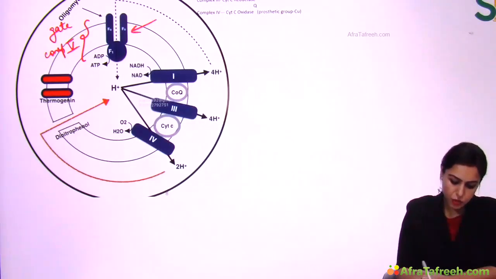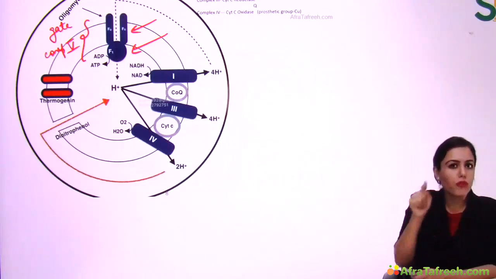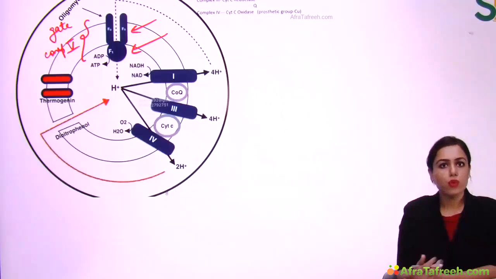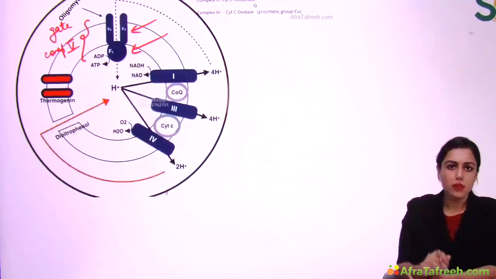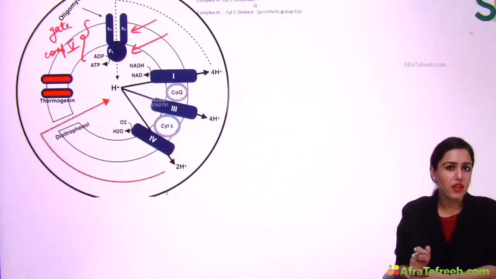Complex 5 has two portions. It has F0. See F0, F0, F0 written. Means it is a rolling gate. This F0 is a proton ion channel present in the inner mitochondrial membrane via which protons can go, but it is a kind of rolling gate. It is not a simple gate. It is a rolling gate, right?